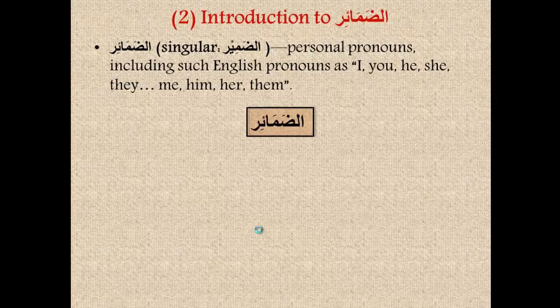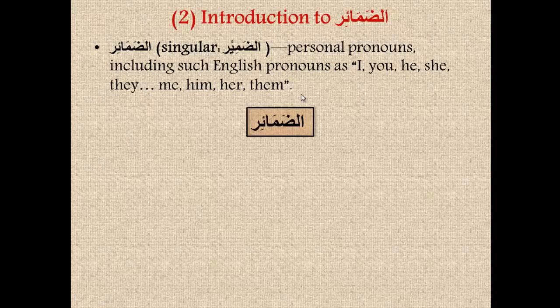So personal pronouns are such pronouns as I, you, he, she, or they. Like in English, we say I, you, he, she, or they. Or we can have English pronouns like me, him, her, or them. Al-Dama'ir refer to all of these pronouns. And the singular form is Damir. Al-Dama'ir is a Jam' taksir, a broken plural.